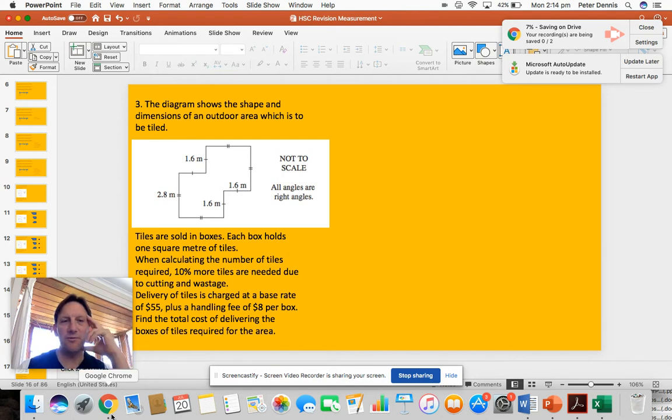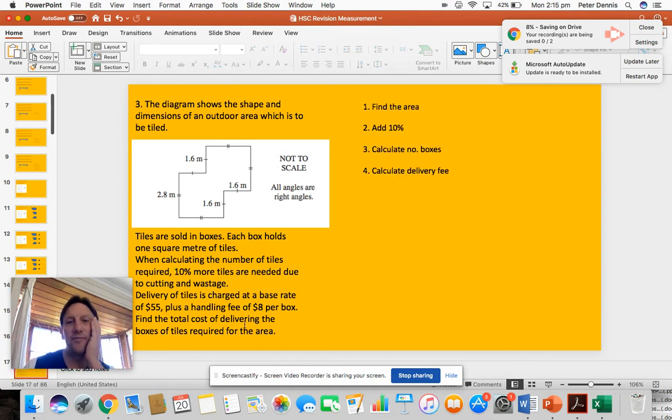So what do we have to do? Well, first we're going to have to find the area of this shape. How do we do that? Well, this is like a square, and this is a square overlapping. So it's going to be 1 square plus another square minus the little bit in the middle, whatever that is, or it might be a rectangle, I'm not sure. That's the first part. Then we're going to have to add 10% and then work out the cost.